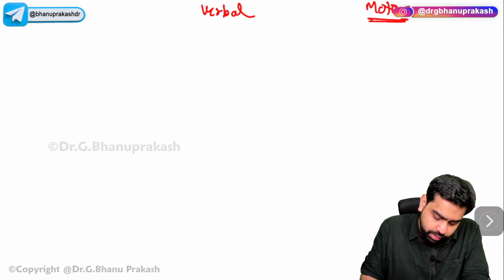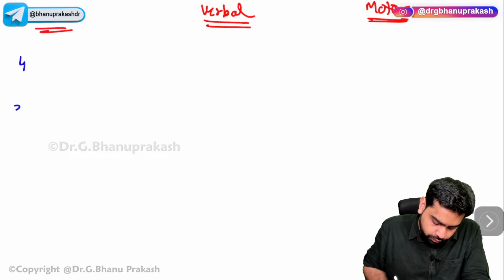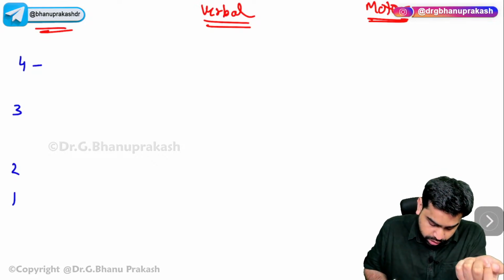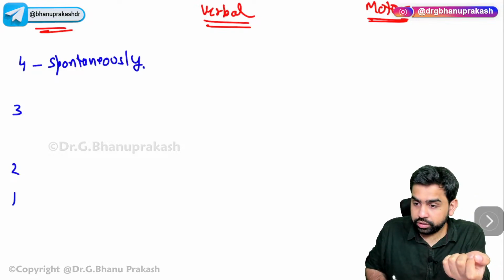So let's look at them one by one. What about the eye opening response? In the eye opening response, we have 4, 3, 2, 1. What is the 4? The value of 4 is given when the patient is opening the eyes spontaneously. Spontaneous eye opening is the response of 4.